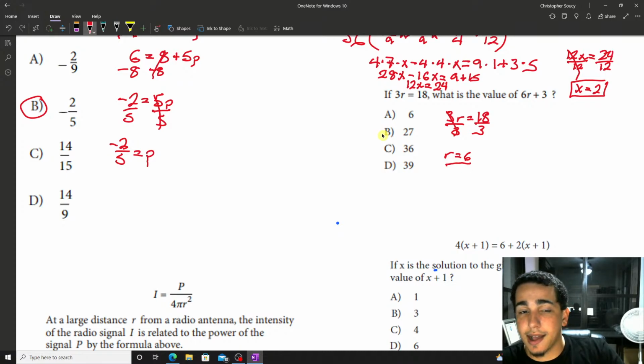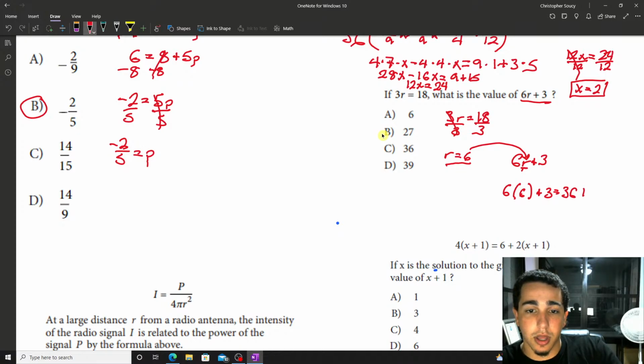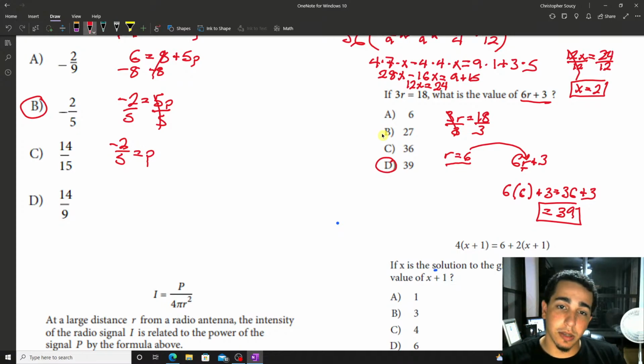But remember, the question is not asking for r. It's asking for 6r plus 3. So 6r plus 3. We know what r is now. So we're going to plug that in for r. So this is going to be 6 times r, which is 6, plus 3. 6 times 6 is 36, plus 3 is 39, which is going to be answer choice D.